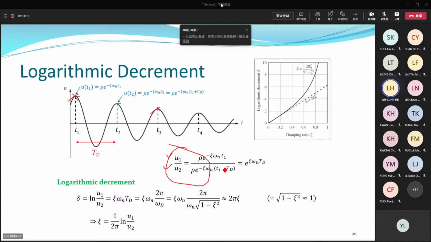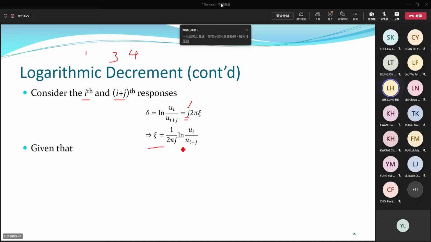How to get these expressions? You may redo these derivations. Instead of considering 1, 2, you may consider 1, 3 or 1, 4. Then you will see one extra term right here, j. Quite easy. So damping ratio can be calculated using this formula, 1 over 2 pi j, and then natural log of ui over the amplitude at the i plus j term. This one is a more general formula to estimate damping ratio using free vibration response.